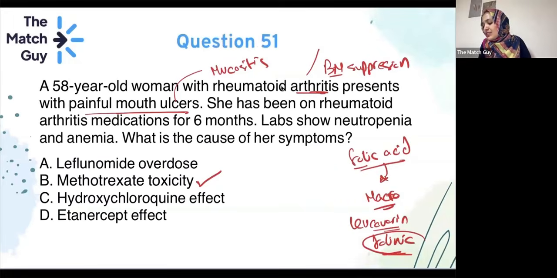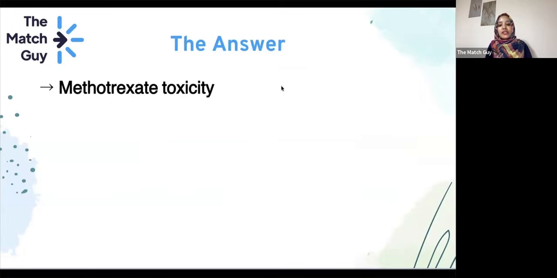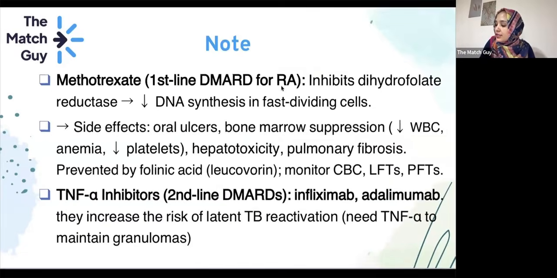What other side effects can I see for methotrexate? What other side effects? Hepatotoxicity. Nicely done. What else? Lungs. Yes. Fibrosis. Very good. So usually we will follow up with CBCs, PFTs, and LFTs, right? So like we said, it inhibits dihydrofolate reductase. Side effects are ulcers, bone marrow suppression, hepatotoxicity, pulmonary fibrosis. How do you prevent this and how do you treat it? With folinic acid, leucovorin rescue.